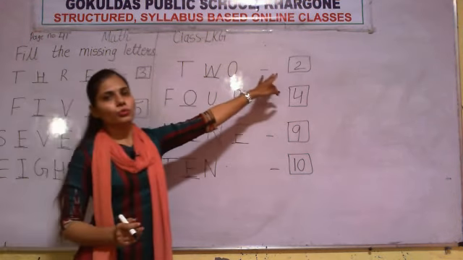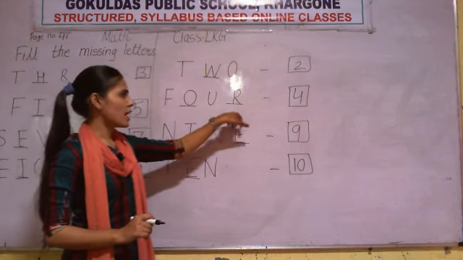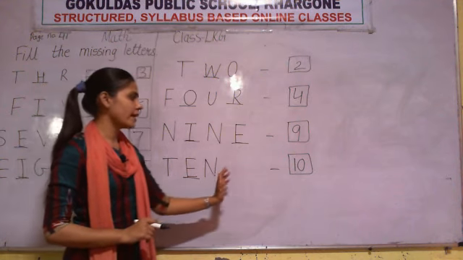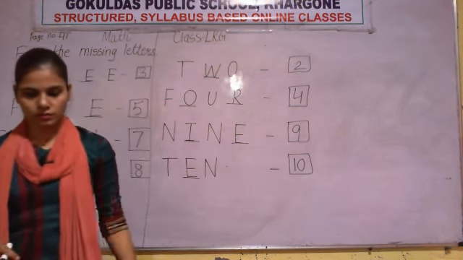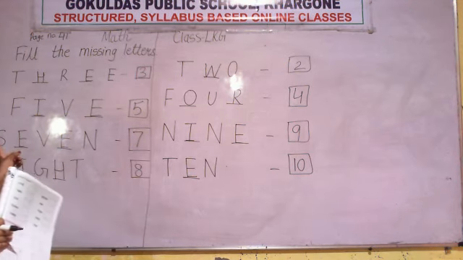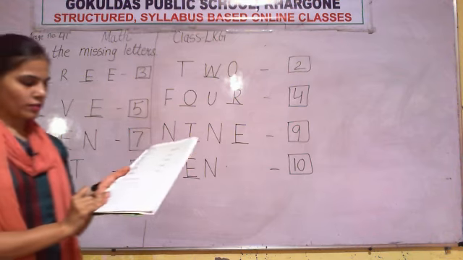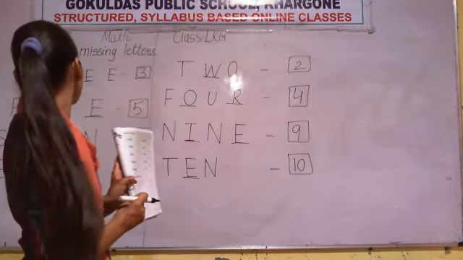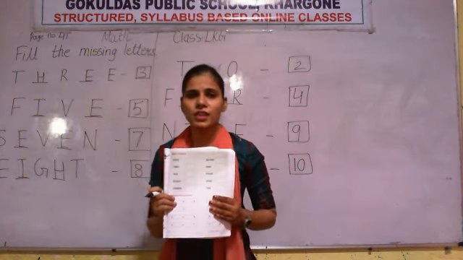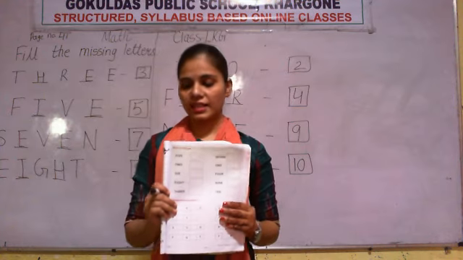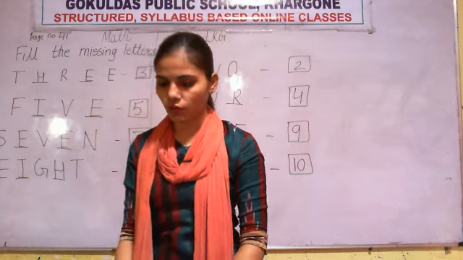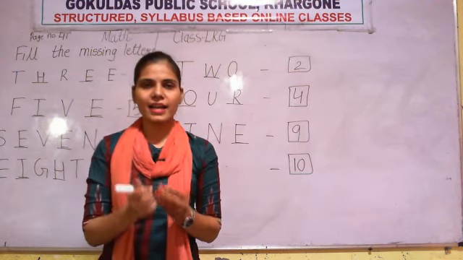So you write all the letters. First T-W-O, 2, F-O-U-R, 4, N-I-N-E, 9, and T-E-N, 10. So you fill all the blocks with the missing letters. Okay, so done. Both exercises, write in figures and fill in the missing letters. So your lecture is all over. Now, bye. Have a nice day.